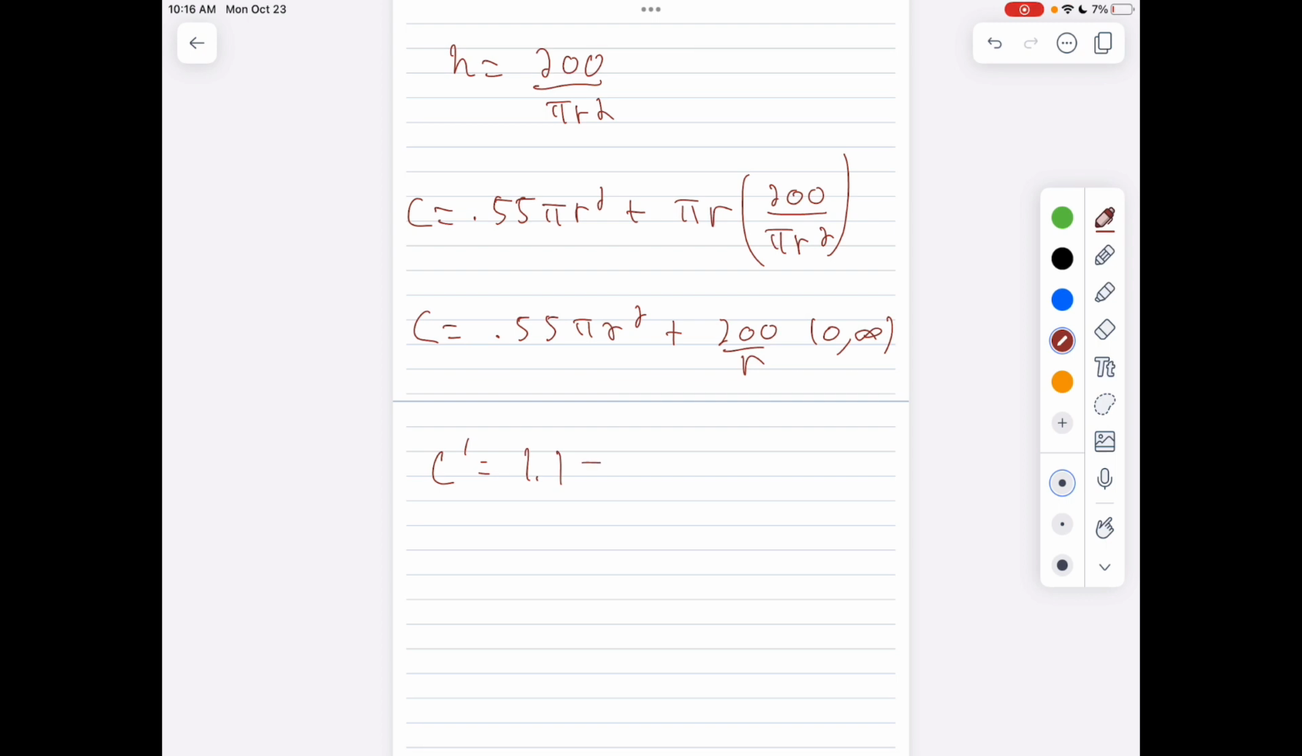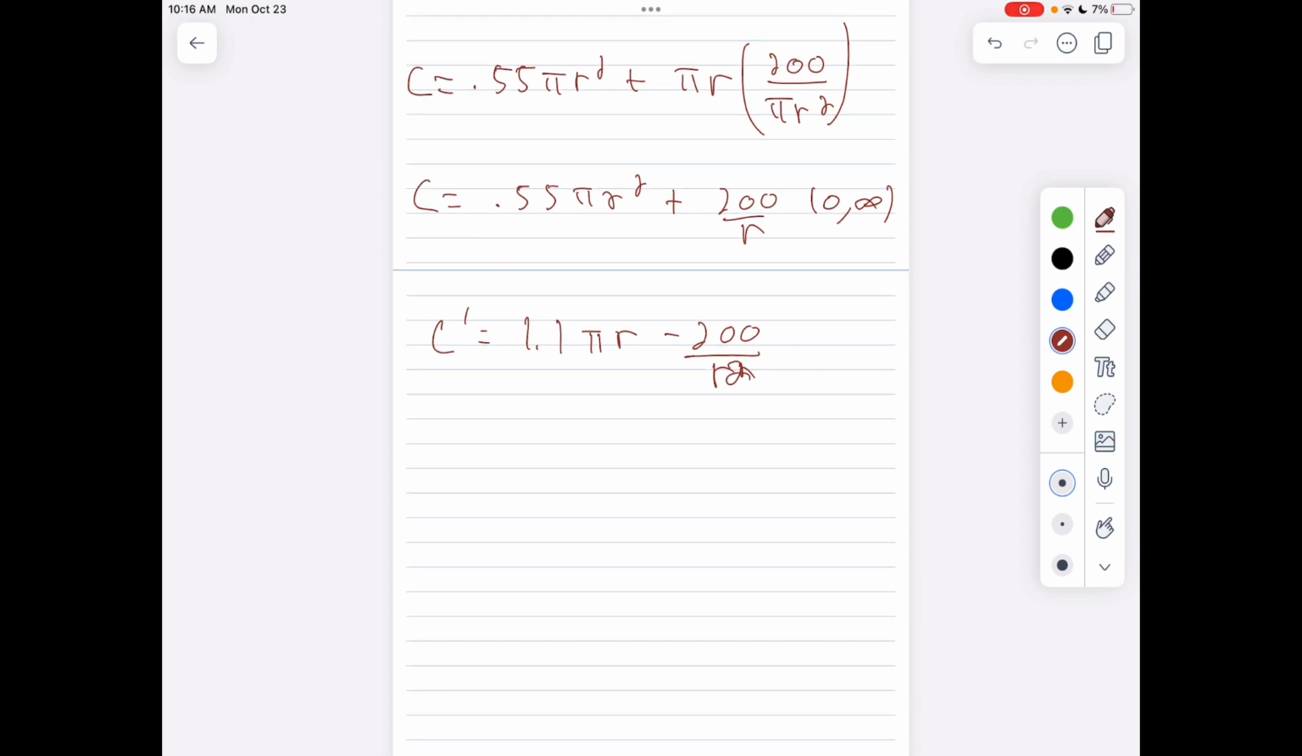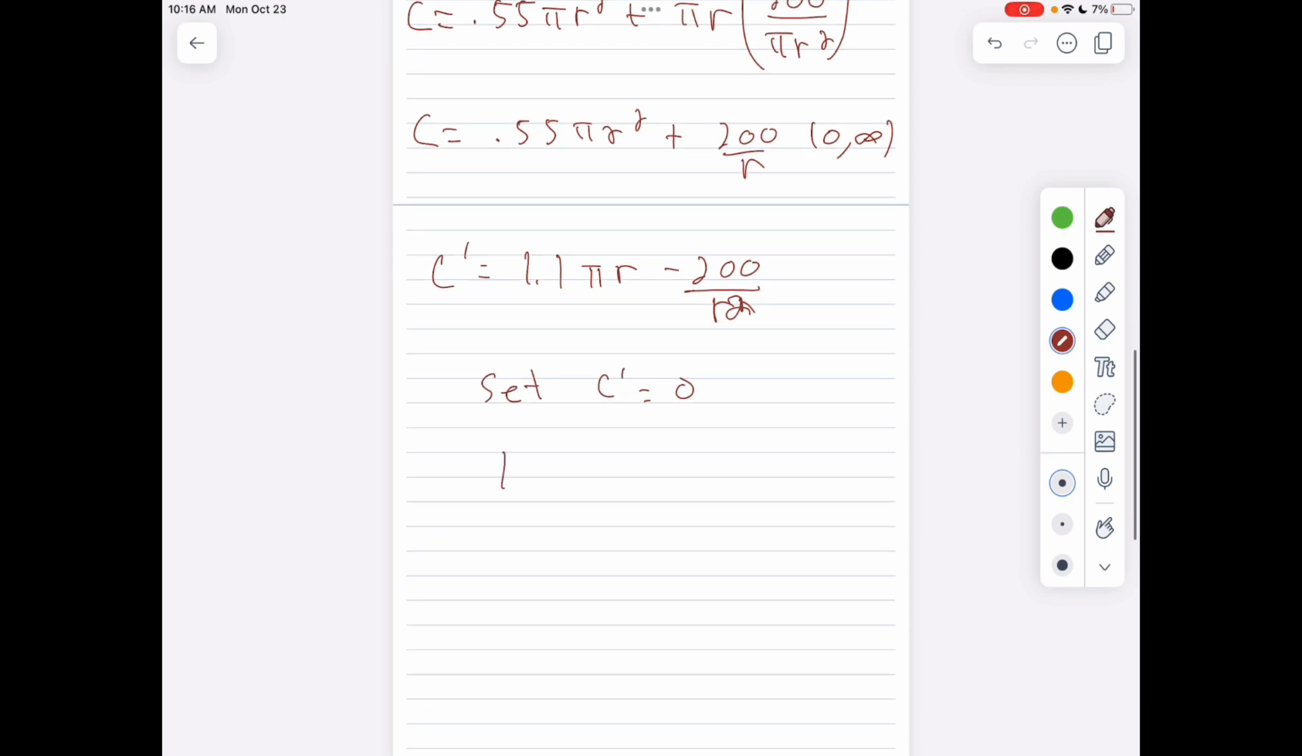And if you do that here, you would get this, okay? So I'll let you work on the derivative. If you want to pause the video for a second and verify that, I'd recommend that. So you get 1.1 pi r minus 200 over r squared. And I'm going to set the C prime equal to 0. So you get 1.1 pi r minus 200 over r squared equal to 0.